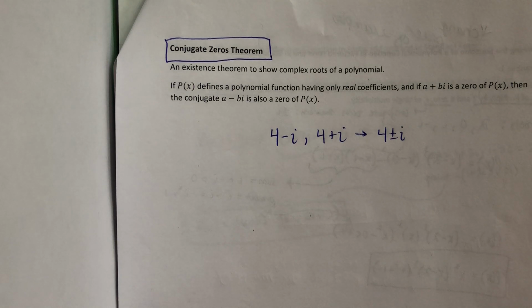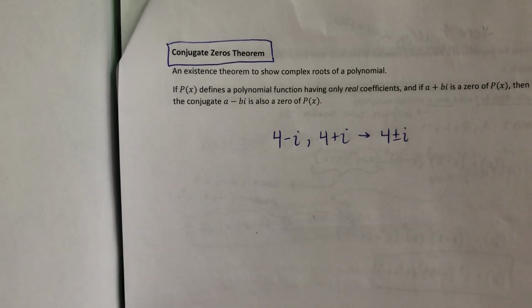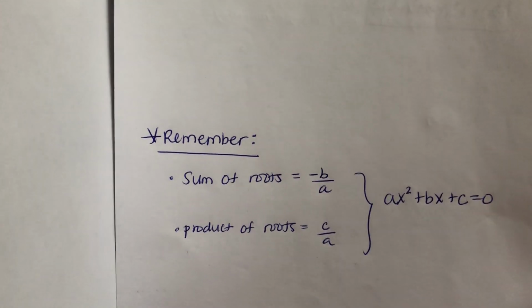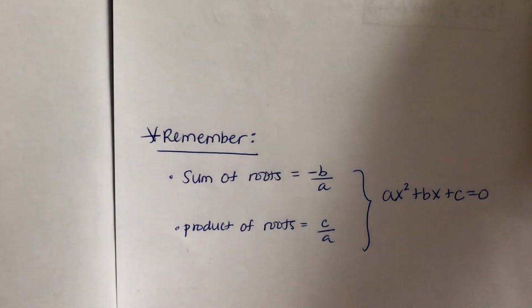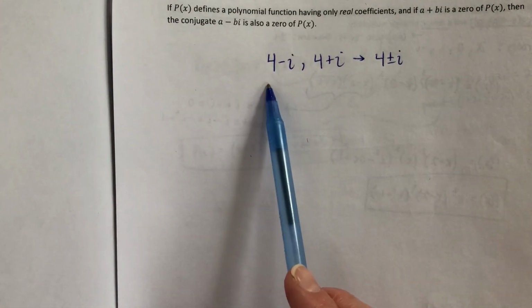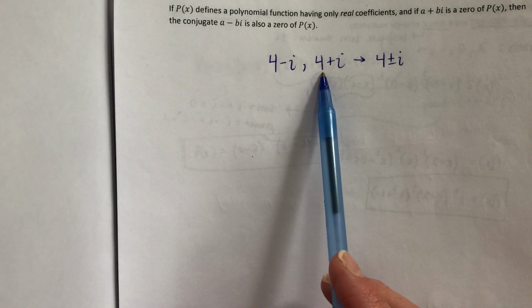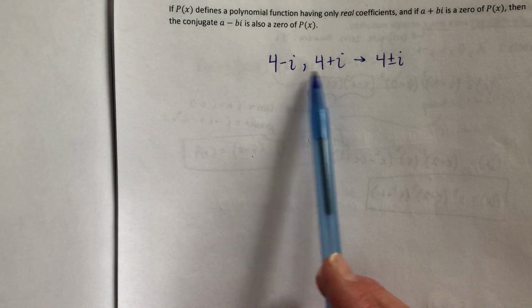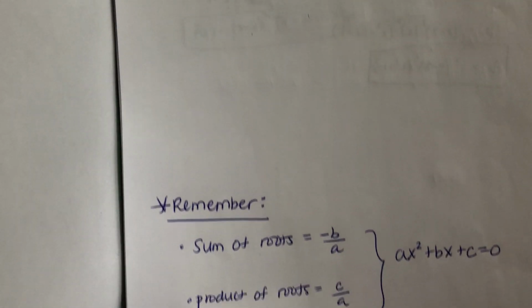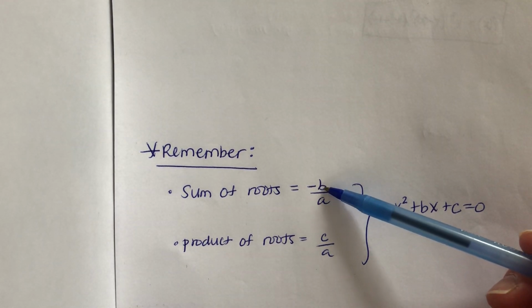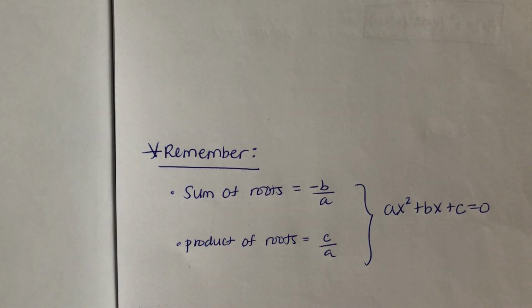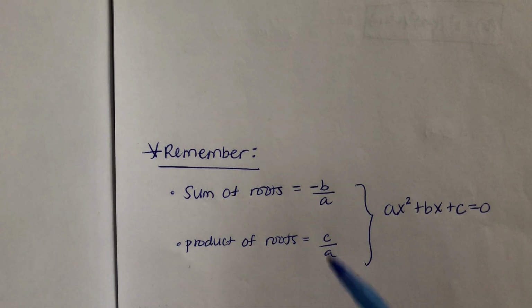I also just want to remind you of the sum and product of the roots formulas because we'll need that for today's lesson. So we learned this last unit, but remember if you find the sum of roots, for example, the sum of 4 minus i and 4 plus i would be 4 and 4 is 8. The i's would cancel. So it would equal 8 over 1. 8 would be the negative b, and 1 in the denominator would be the a value, excuse me.